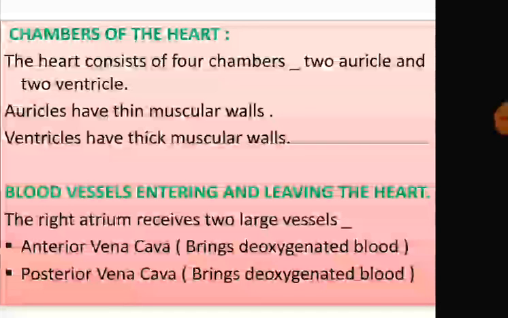The right ventricle pumps blood to the lungs for oxygenation, and the left ventricle pumps oxygenated blood to each and every part of our body.